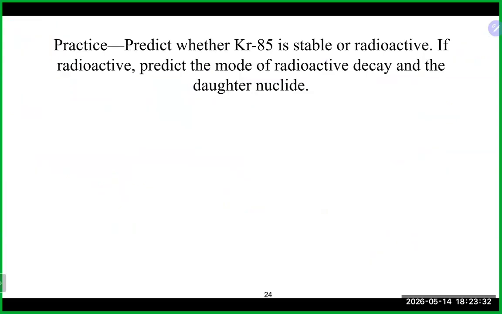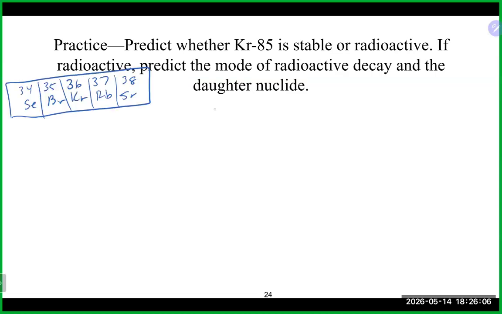All right, let's try another one here. Let's do Krypton 85. Is it radioactive? And if so, what type of radioactive decay will it undergo? What will it produce? Krypton is 36 there on the periodic table. Okay, so let's take a look.